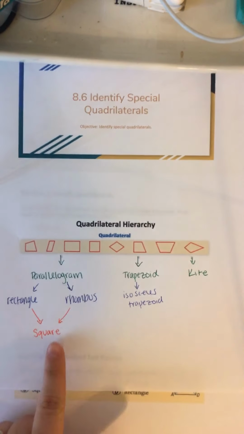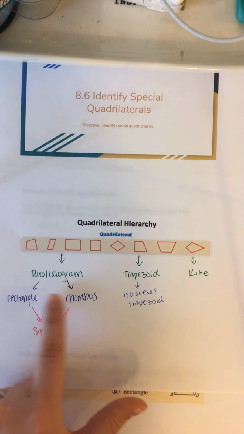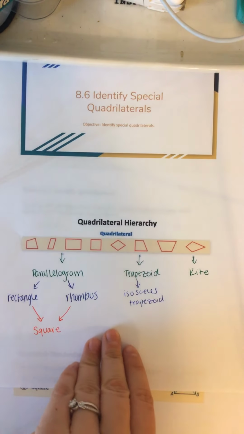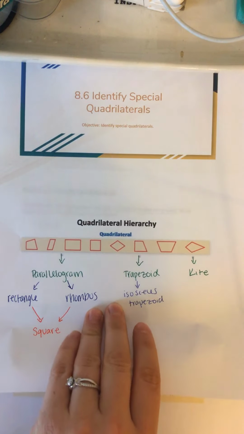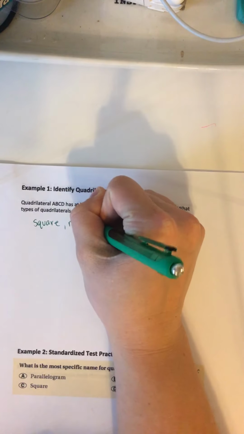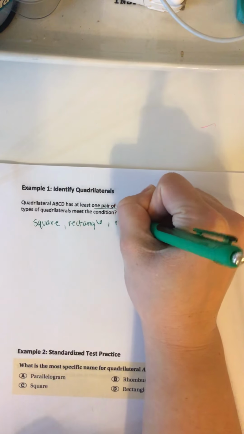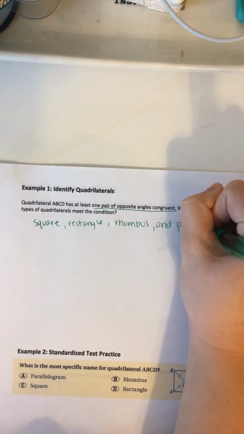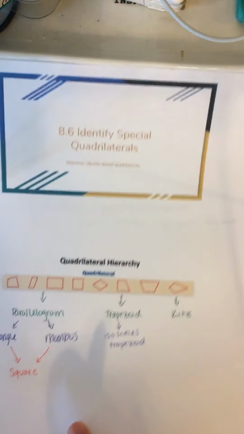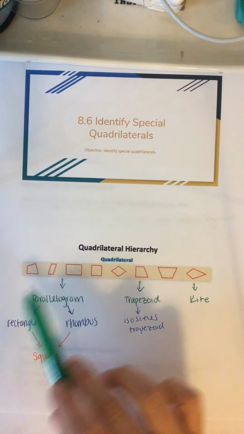And if we move up the hierarchy from there, we know, okay, well, if it's a square, that means all of these also have that in common, so we could say rectangle, rhombus, and parallelogram. And with that list, we've kind of exhausted our first section over here.